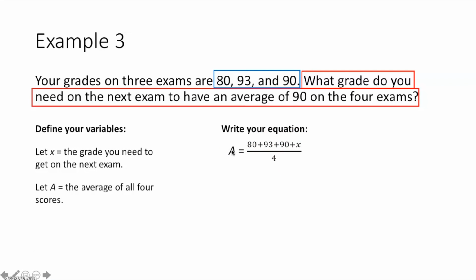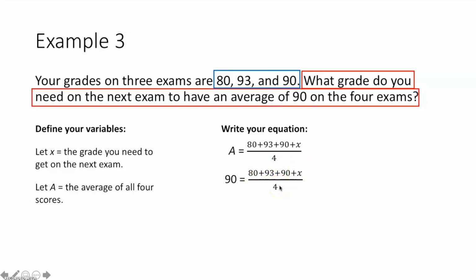Okay, cool. Now we want to figure out what we have to get on our next exam, X, to get an average of 90. So we're going to take 90 and plug it in for A here. Now all we have to do is solve for X, and we can figure out what we have to get on our next exam to get an average of 90.